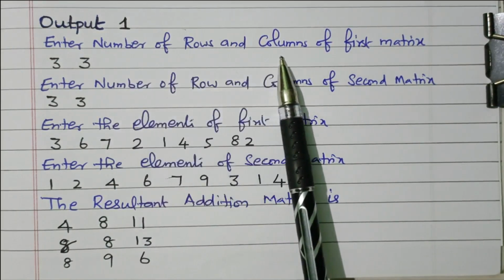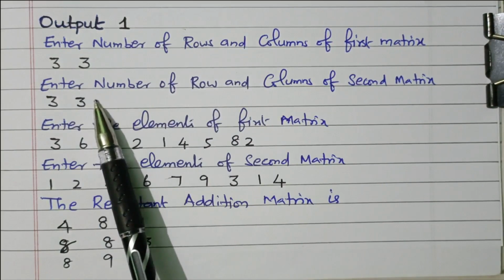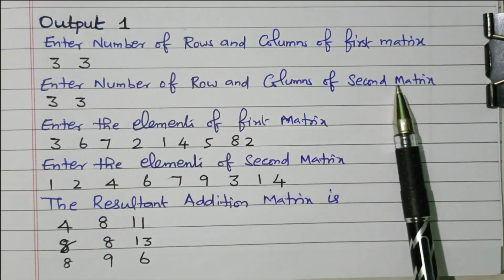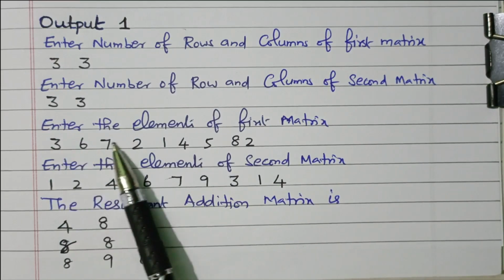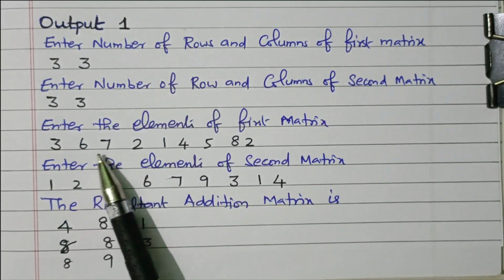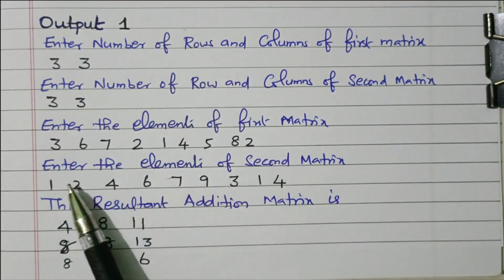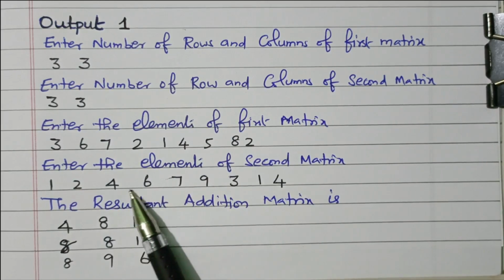Enter number of rows and columns of the first matrix. The user entered 3 3. Enter number of rows and columns of the second matrix, that also 3 3. Now enter the elements of the first matrix. What we discussed in the example, the same elements 3 6 7 and so on. Then enter the elements of the second matrix, 1 2 4, matrix B.